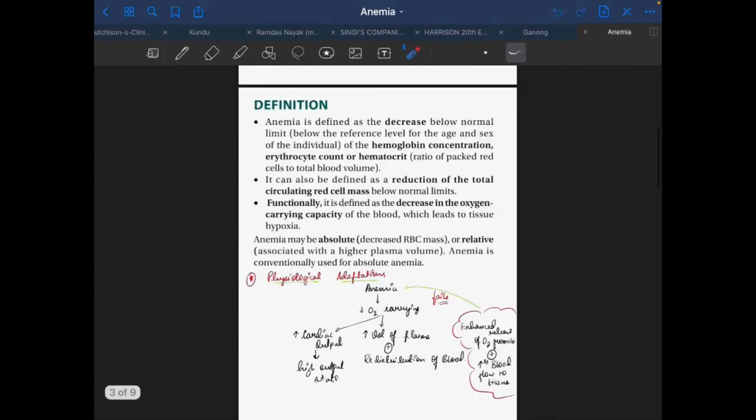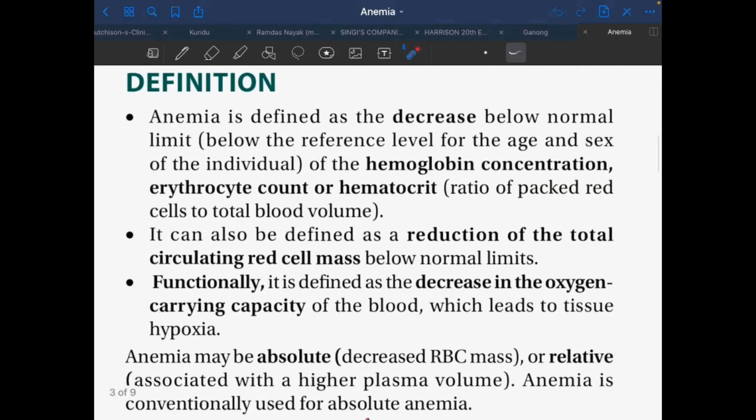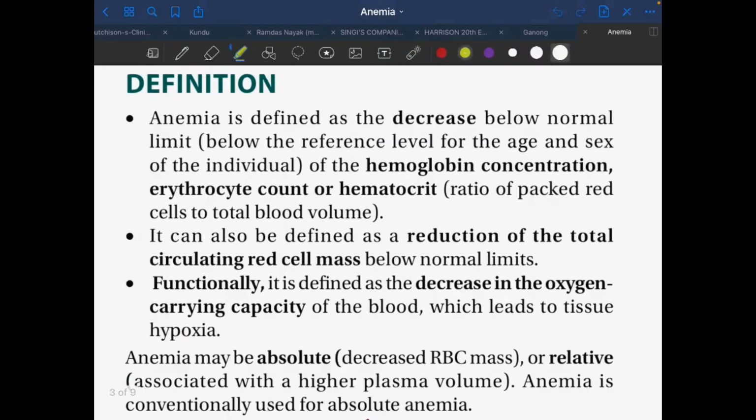Now let's come to the topic. So what is the definition of anemia? Anemia is defined as a decrease below the normal limit, that is, in case of pediatrics, less than 2 standard deviation. Anemia is defined as hemoglobin level in the blood less than 2 standard deviation for a particular age and sex, that is, below the reference level of age and sex of a particular individual. That is the actual definition of anemia.